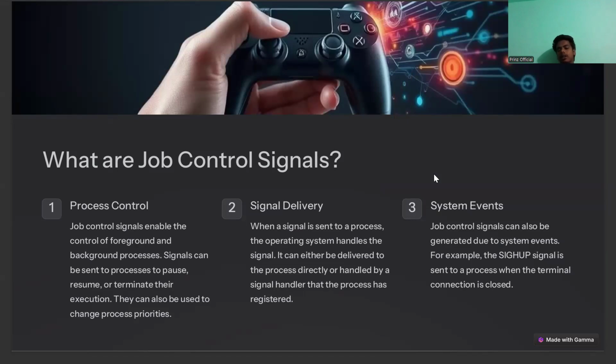Signal delivery. When a signal is sent to a process, the operating system handles the signal. It can either be delivered to the process directly or handled by a signal handler that the process has registered. System events. Job control signals can also be generated due to system events. For example, the SIGHUP signal is sent to a process when the terminal connection is closed.